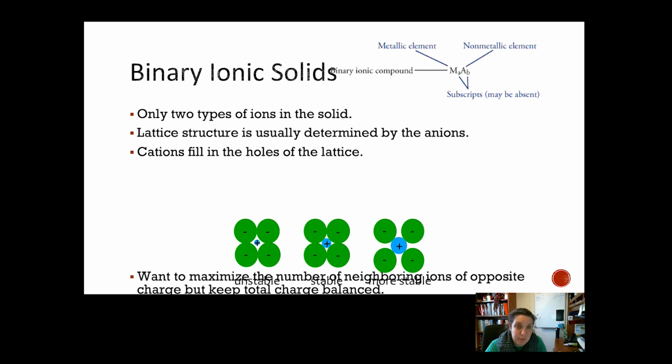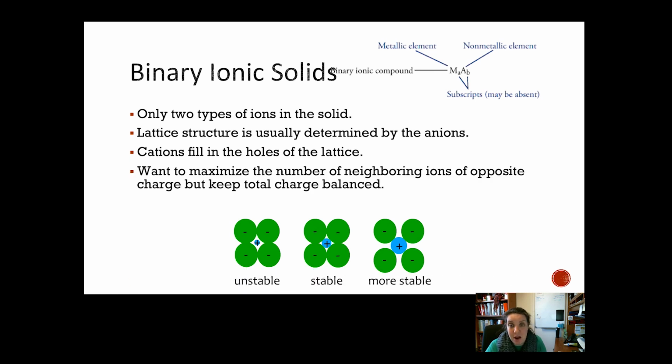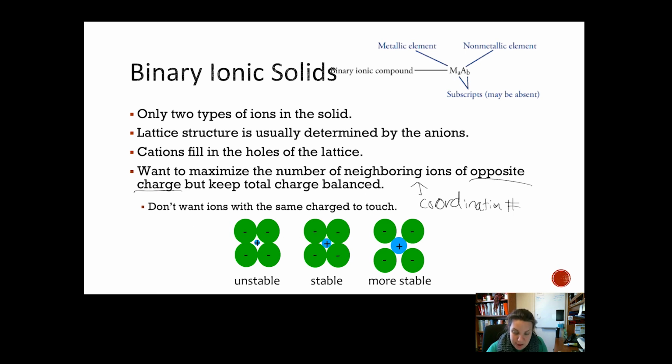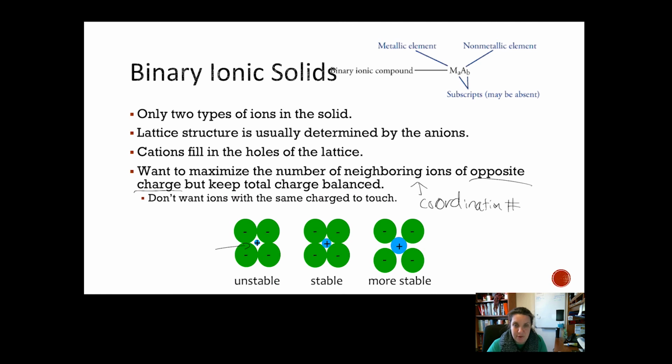Now, what we want to do to have a good structure is maximize the number of nearest neighbors. So we want to maximize our coordination number, but of the opposite charge. We want to keep a charge balance, and we don't want ions with the same charge to touch. So if we have something like this, there we have a small cation surrounded by a lot of anions. The anions are too big relative to the cation, so we get a structure that is unstable because the anions are touching.